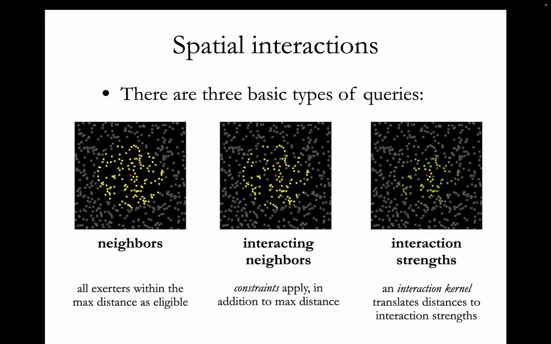And the third level involves interaction strengths. Here, interaction type finds all the interacting neighbors and then calculates interaction strengths for each of them. These interaction strengths are a function of the distance between the receiver and the exerter, as specified by a spatial interaction kernel. Nearby neighbors will typically interact more strongly than distant neighbors, as seen here. So you can use interaction type to find nearby mates, to calculate competition from nearby individuals, and so forth, and you can do it very efficiently.